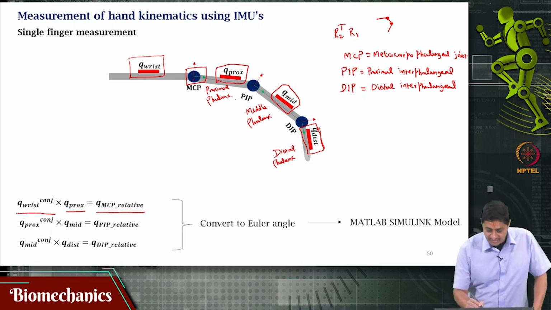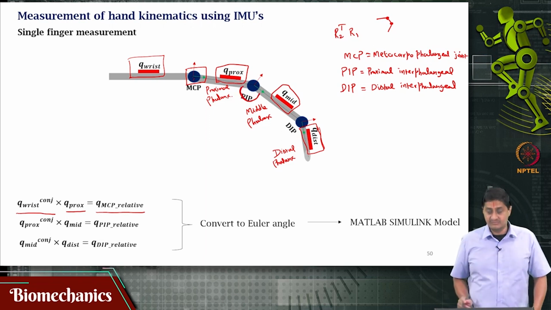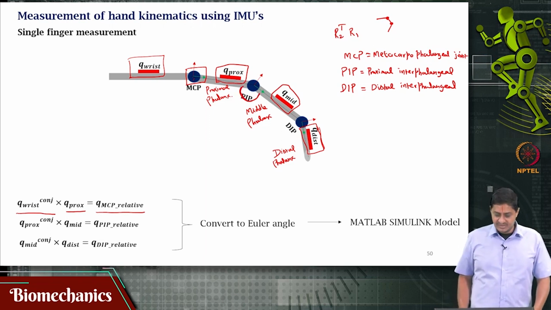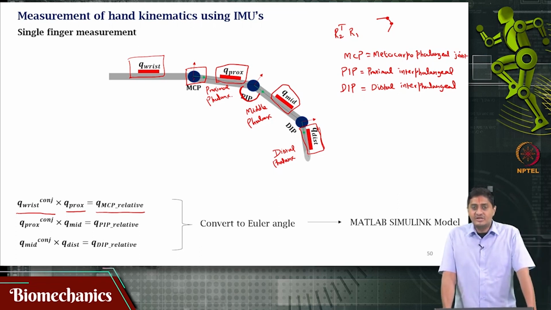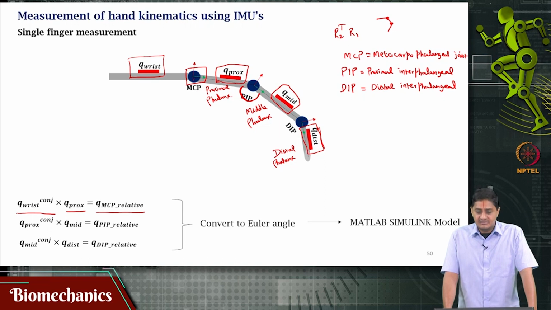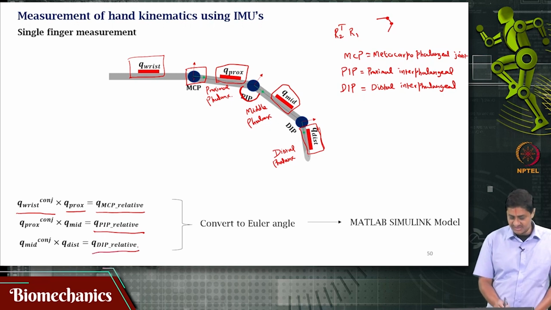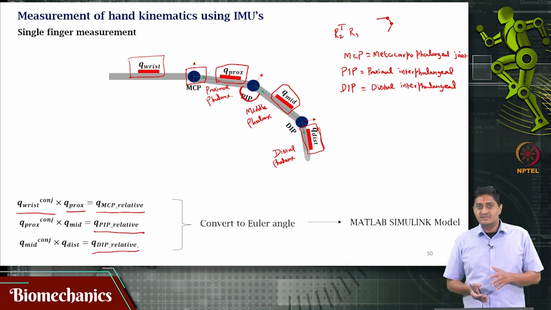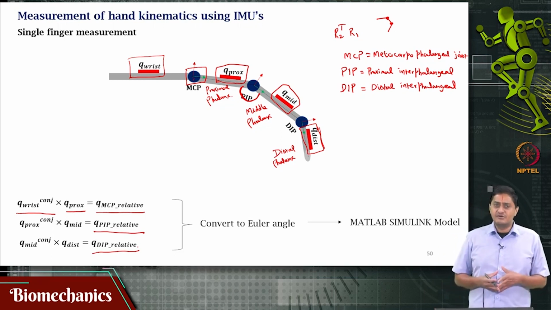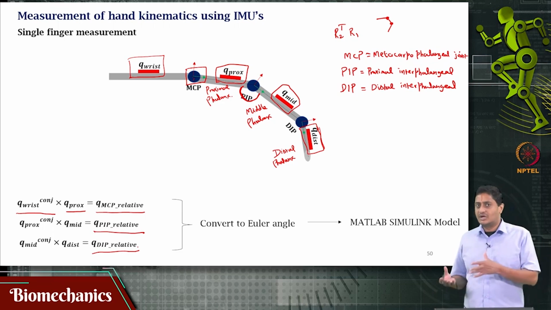But if I want to find this angle, say for example, the angle at the PIP joint, then I have to multiply the complex conjugate of the proximal phalanx quaternion with the quaternion that I get from the middle phalanx, right. So, that will also give me a relative quaternion, and this will also give me a relative quaternion. And then there are straightforward methods to convert from this quaternion to Euler angles.